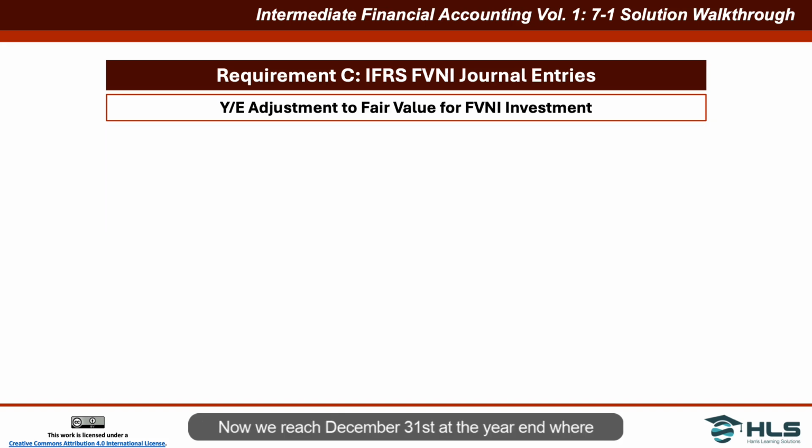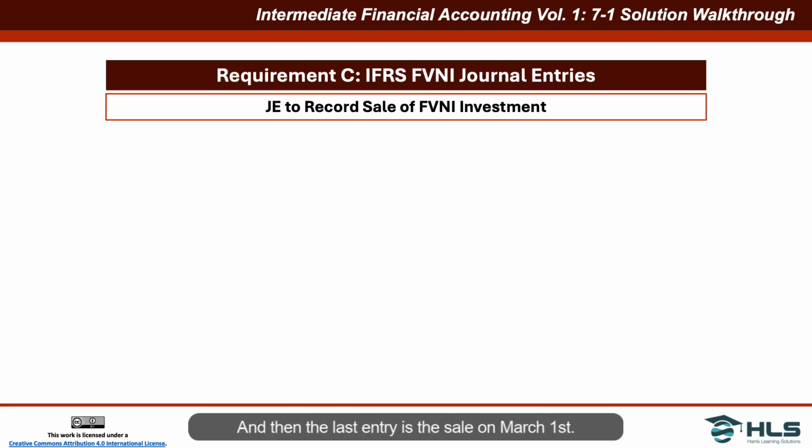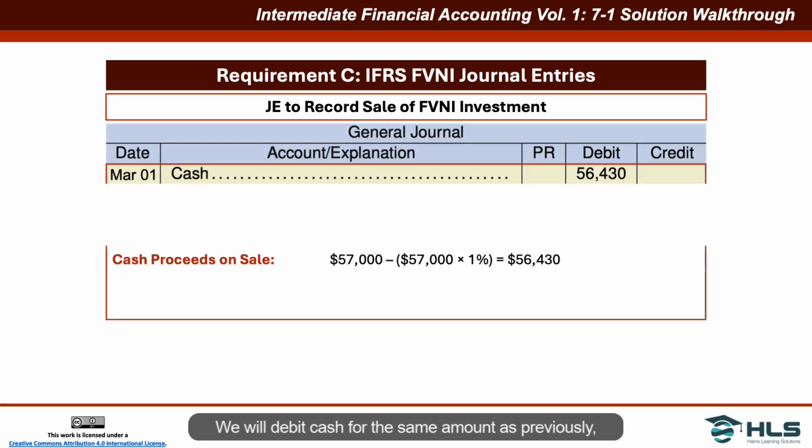Now we reach December 31st at the year end, where under IFRS for an FVNI investment, we're going to adjust the carrying value of the investment to its fair value. That's what FV stands for, fair value. So we're going to debit the investment in share account for $4,000, calculated as the $108 per share fair market value, less the $100 per share cost, multiplied by 500 shares, which equals $4,000, and credit an unrealized gain on investment for $4,000.